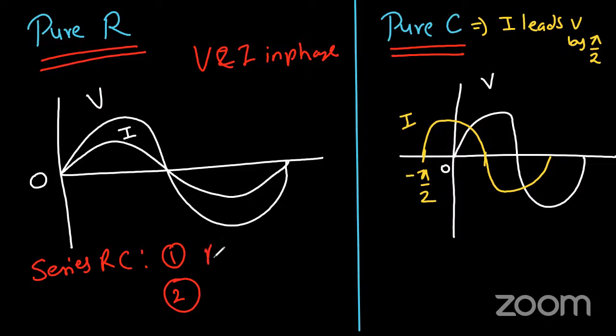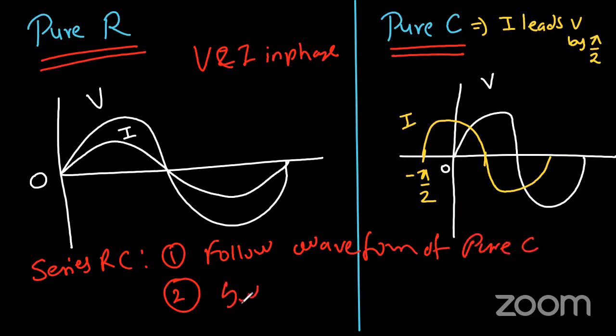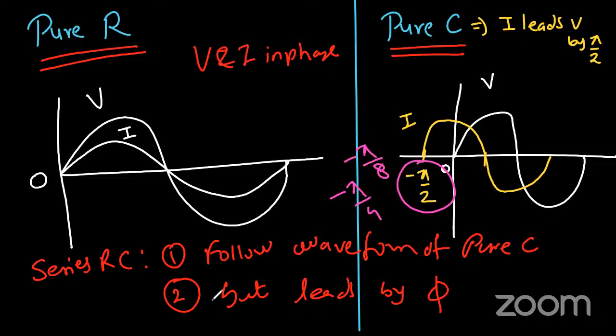C. So follow waveform of pure C, but leads by angle phi. मतलब मुझे क्या फॉलो करना है, मुझे फॉलो करना है ये, I want to follow this waveform, मुझे ये waveform फॉलो करना है, but ये pi by 2 नहीं, मतलब not necessary ये pi by 2 से start होगा, back side से. It will start from minus pi by 4, it will start from minus pi by 8, anything.